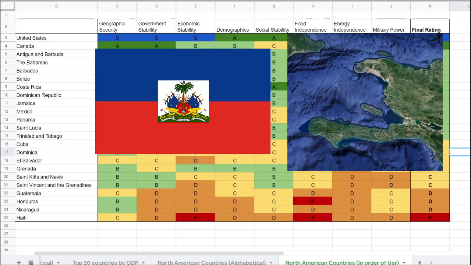There isn't much else to say. Energy independence is D because it imports most of its energy. And finally, military power is also D. It does not have an armed force other than its Coast Guard and police force. So, yeah, there you go. There's the only F tier nation.